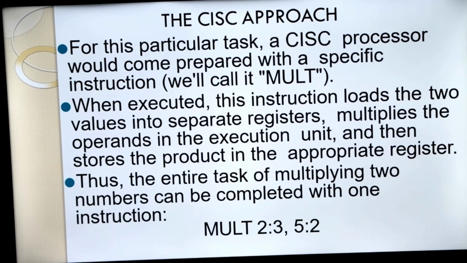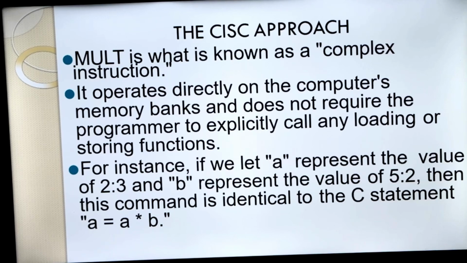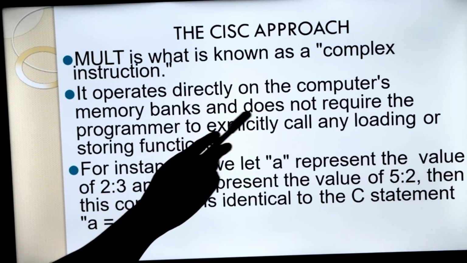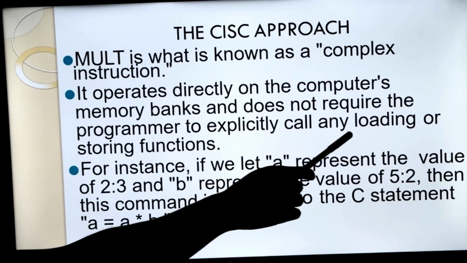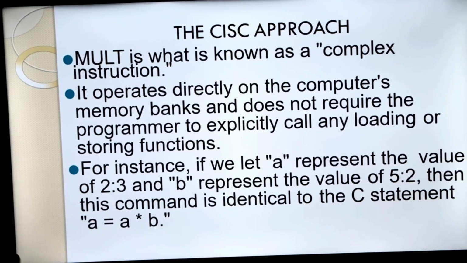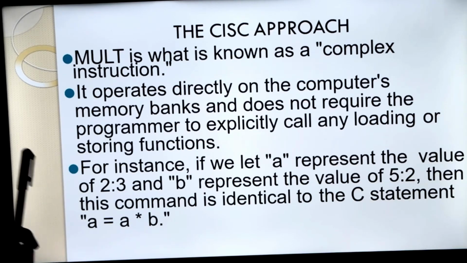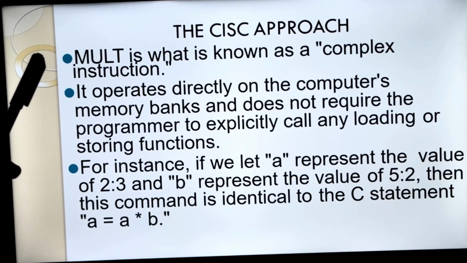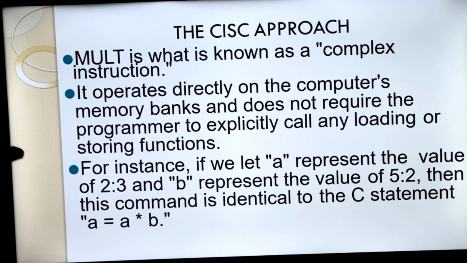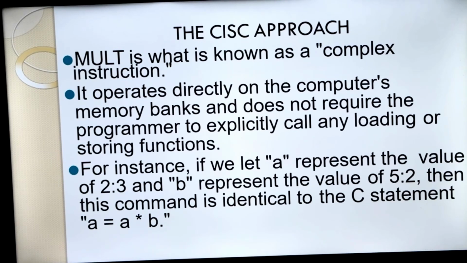Understood that? So this MULT is what is known as a complex instruction. It operates directly on the computer's memory banks and does not require the programmer to explicitly call any loading or storing functions. Did you understand that? So in the CISC approach, if you want to perform some operation, you can directly access the data from main memory. Whenever you write some instruction in CISC, your processor will understand that it has to access something from main memory, so it can directly access it. I don't have to load the data to registers first to perform the operation. I can directly access the data from main memory and perform the operation in CISC.